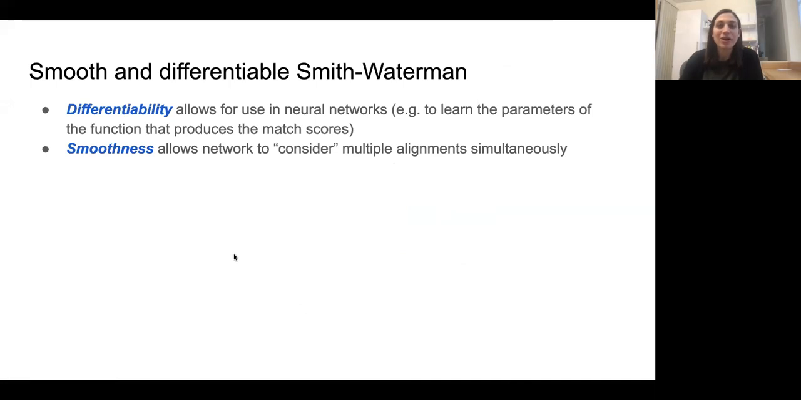So like I said, we want to be able to use this in a neural network. So we're after differentiability. We need to make sure that our alignment function is differentiable so that we're then able to backpropagate through it and learn the parameters of those convolutions that give us the match scores. And second, which goes along with differentiability, we want smoothness. Intuitively, to me, this means that the network is allowed to consider multiple different MSAs at one time. And essentially, okay, one MSA is doing better for the downstream pass, shift its weight accordingly.